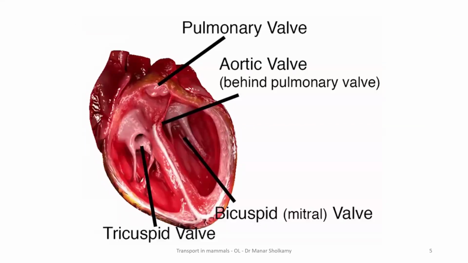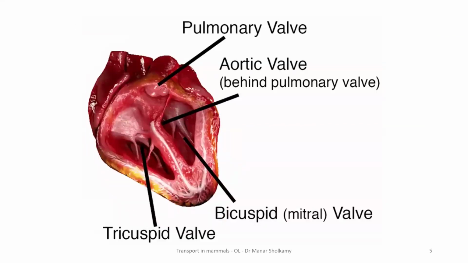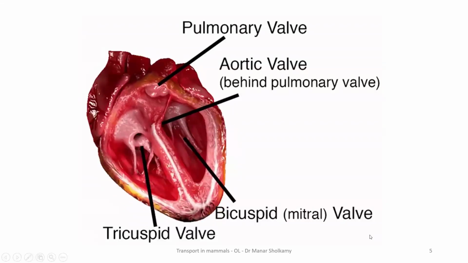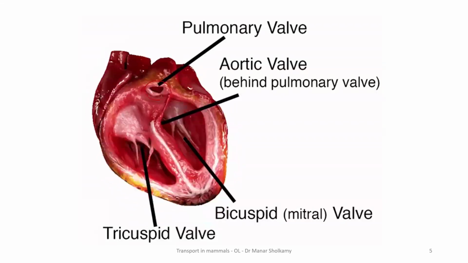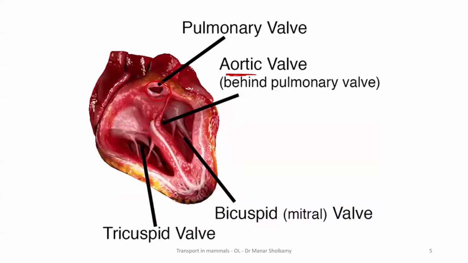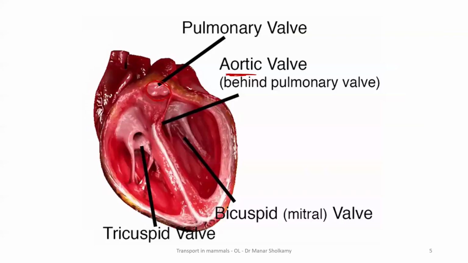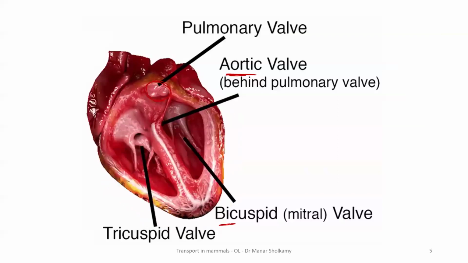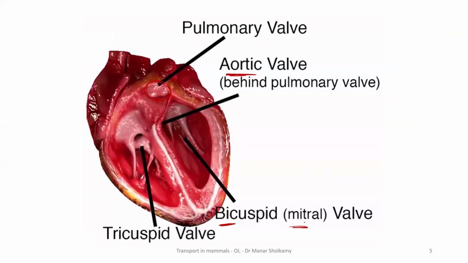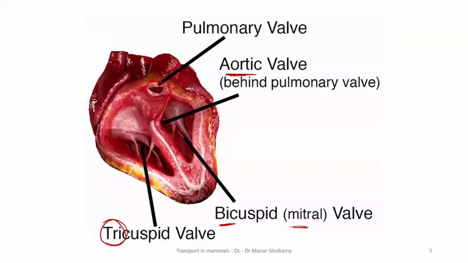Okay, now these are moving pictures showing you the different valves. They concentrate on valves in the supplement syllabus. The valve below the pulmonary artery is known as the pulmonary valve, and the valve below the aorta is known as the aortic valve. The valve on the left side of the heart is known as the bicuspid or the mitral valve, and the valve on the right side of the heart is known as the tricuspid valve.